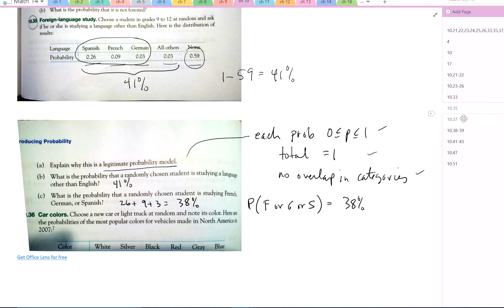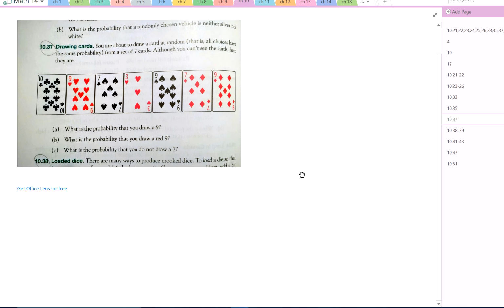Okay, 37. We are on a roll. Drawing cards. You're about to draw a card at random from 7 cards. Here are the 7 cards. What's the probability you draw a 9? So probability of drawing a 9. Well, how many 9s are there? 1, 2, 3. 3 out of 7.